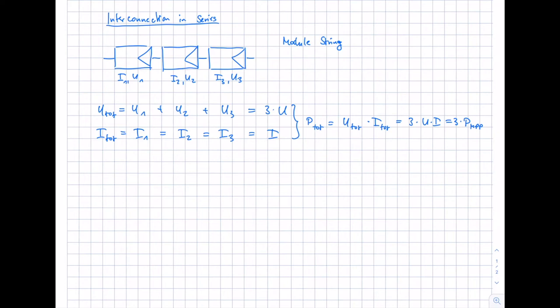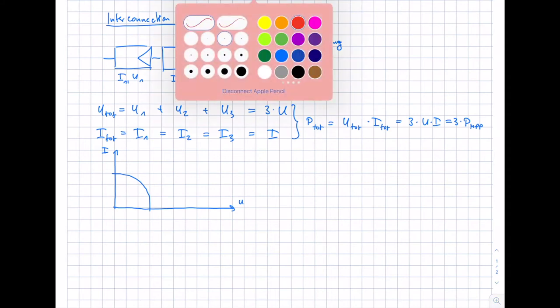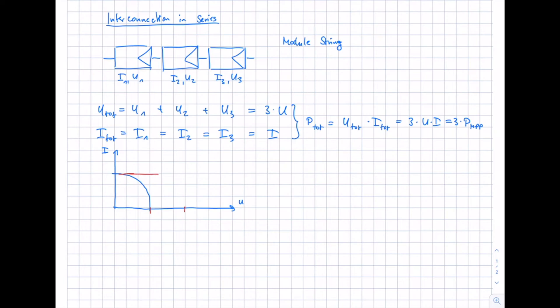And finally, let's have a look at the IV curve. So we have current and voltage, and think about that this is the IV curve of the first module. Then what is happening if we add a second one? We increase the voltage, so we are over there. And the third module, what is happening? We go over there. So the green curve gives us the IV curve of this module string with three modules. So this is here UOC1. This is twice UOC. And this is 3 times UOC. So that is the IV curve in green.